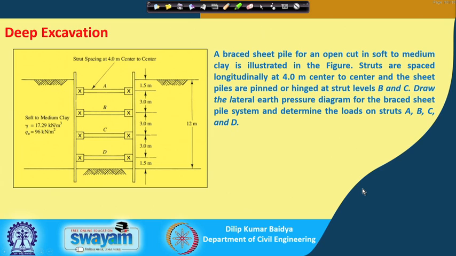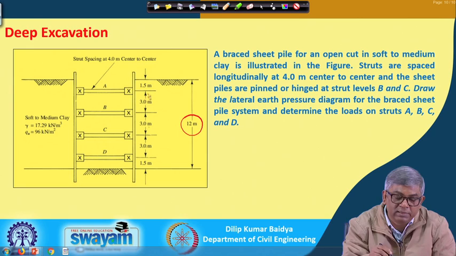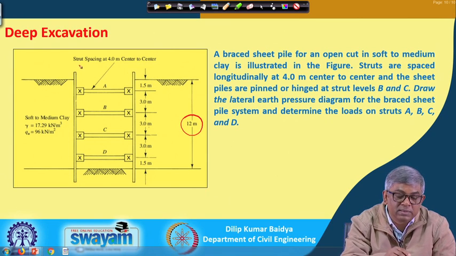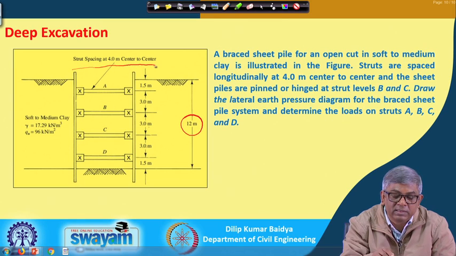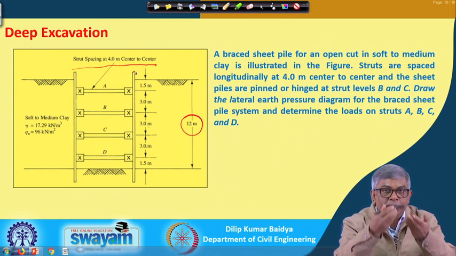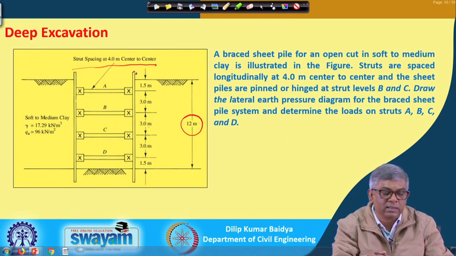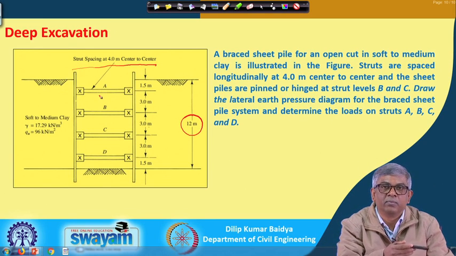This is the problem actually shown. You can see that the depth of excavation is 12 meter total, and there are 4 struts given at a vertical spacing of 3 meter. You can see 3, 3, 3 and top 1.5, bottom 1.5, and one more is the strut spacing at 4 meter center. That means perpendicular to the board, if I consider the continuous excavation, then these struts are again at another 4 meter interval.